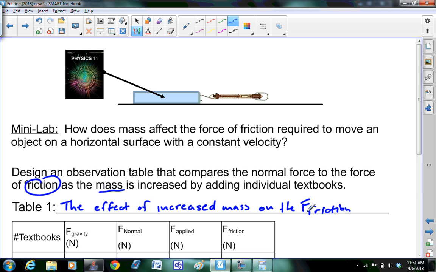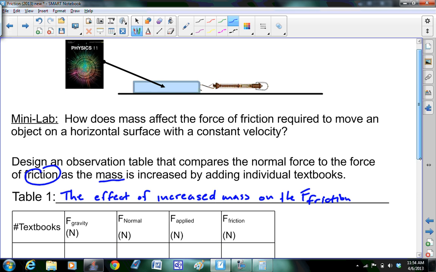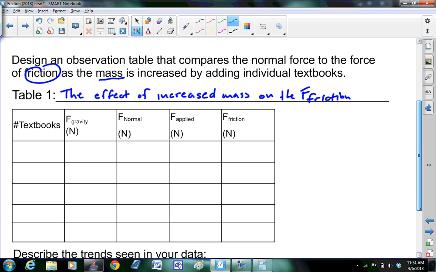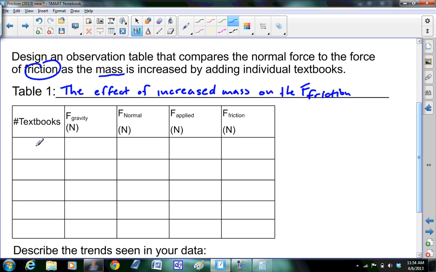So we're going to try to keep everything constant except for the mass. So the textbook's going to be the same, the surfaces are going to be the same. So we're going to be looking at our textbooks. We'll do this as one textbook, then 2, 3, 4, and 5. Again, we did this in class. And let's make a little bit of an assumption that each textbook has a weight of 11 newtons. So if I've got one book, it's 11 newtons. 2 books are going to be 22, 3 are 33, etc.